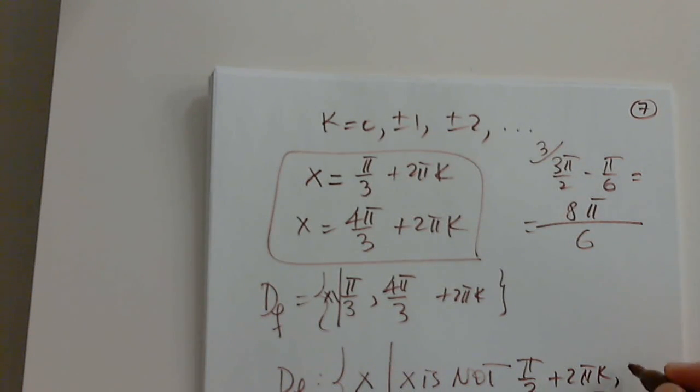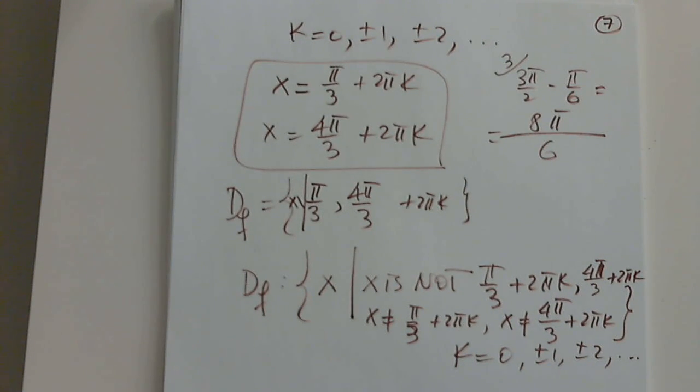And it's up to you how you want to write it. I accept it both ways. Where k, I have to write, is 0, plus or minus 1, plus or minus 2, and so on. So it can be anything but.